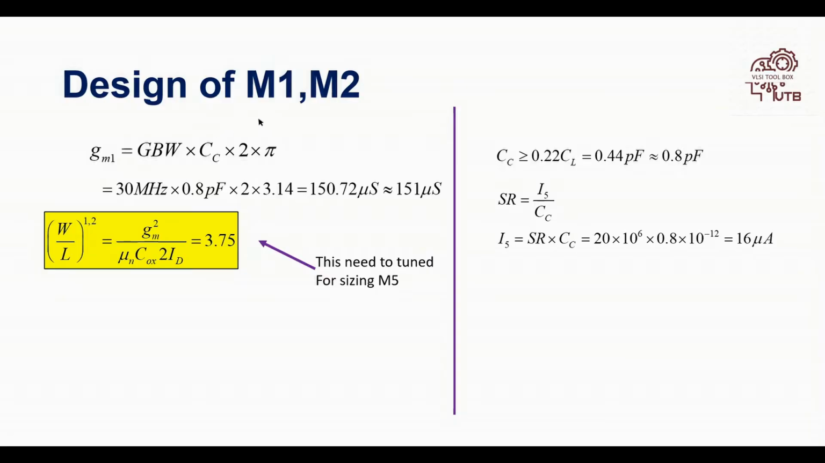First of all, we will design M1 M2 using the GBW specification, and using this equation we can find out the value of gm, and using the gm we can use this equation to find out the value of W by L, the aspect ratio of 1 and 2. And using the CC and CL relationship, we find the value of CC to be 0.8 picofarad, and using slew rate we will find the required bias current. In this case, the required bias current is 16 microampere.